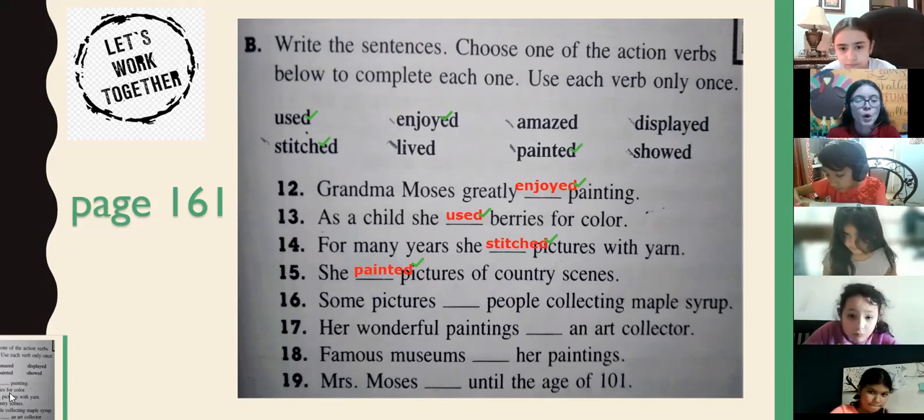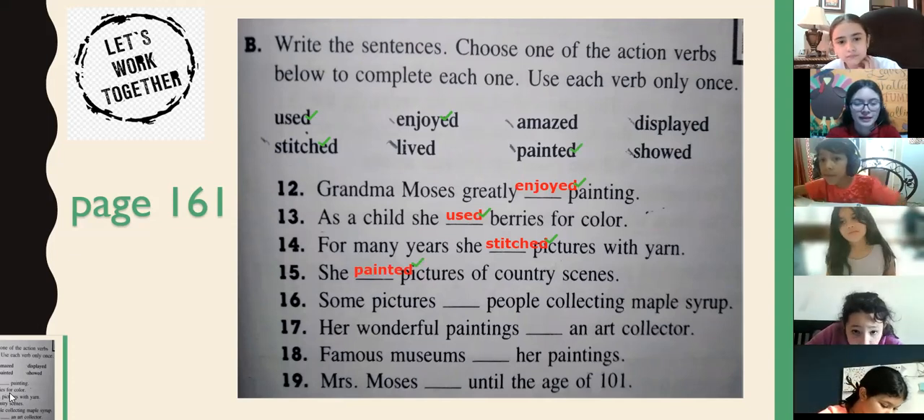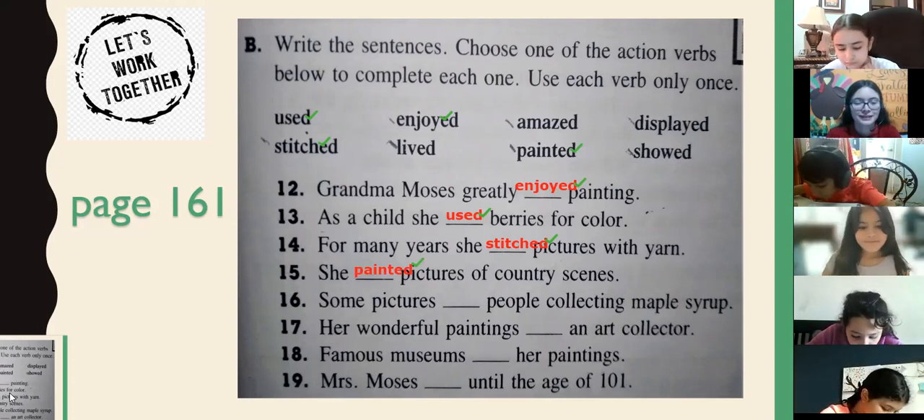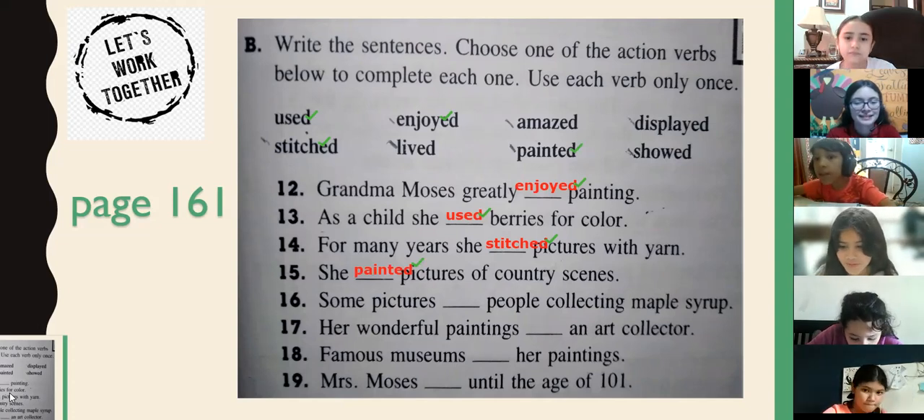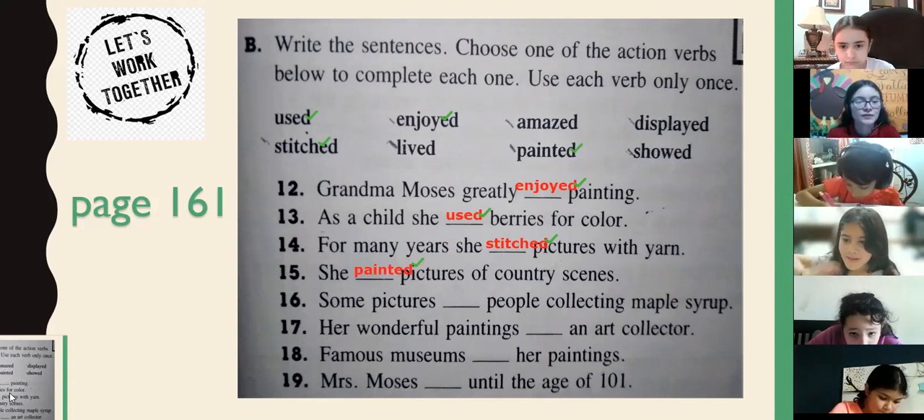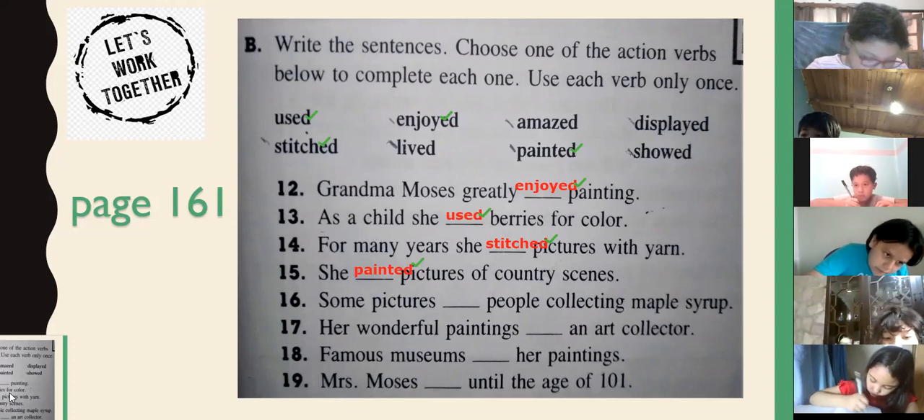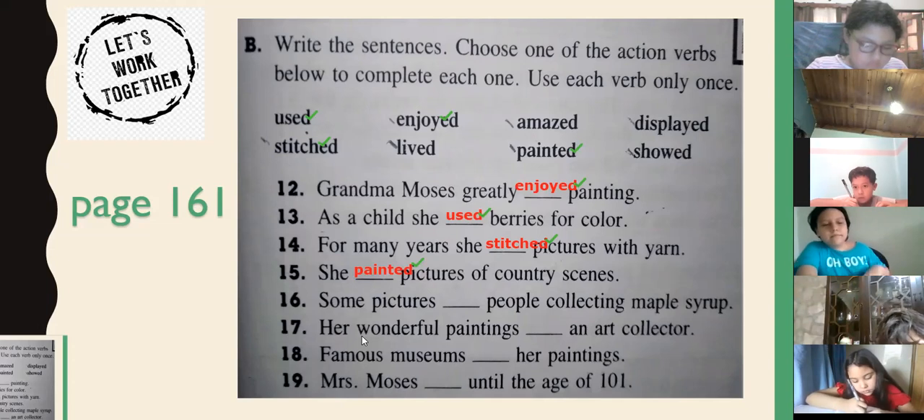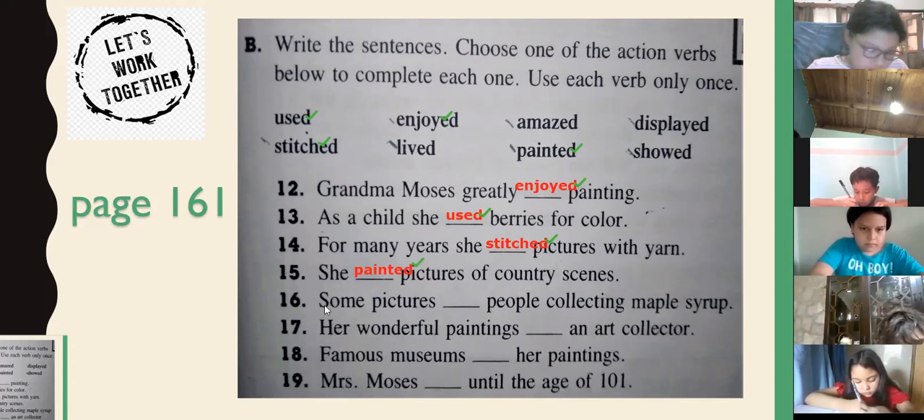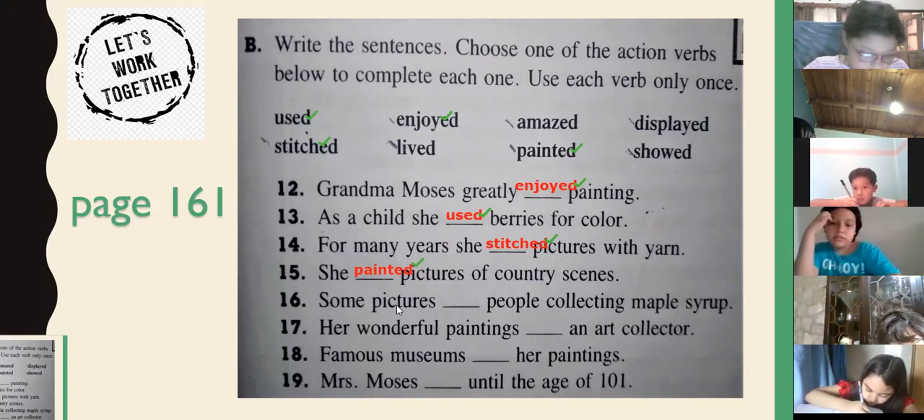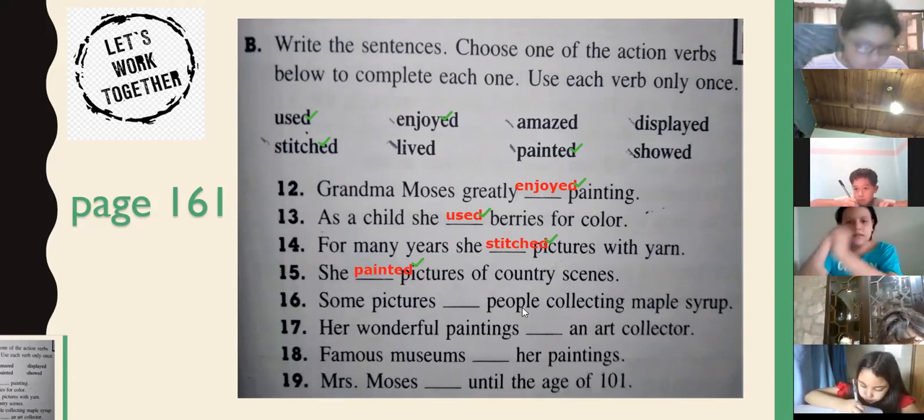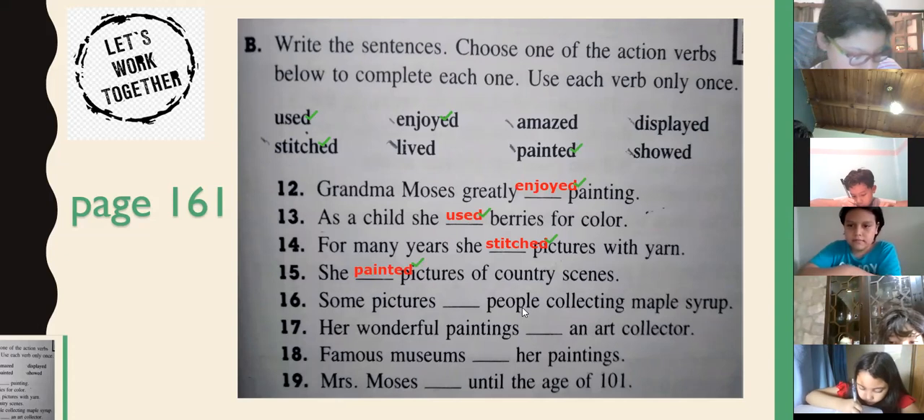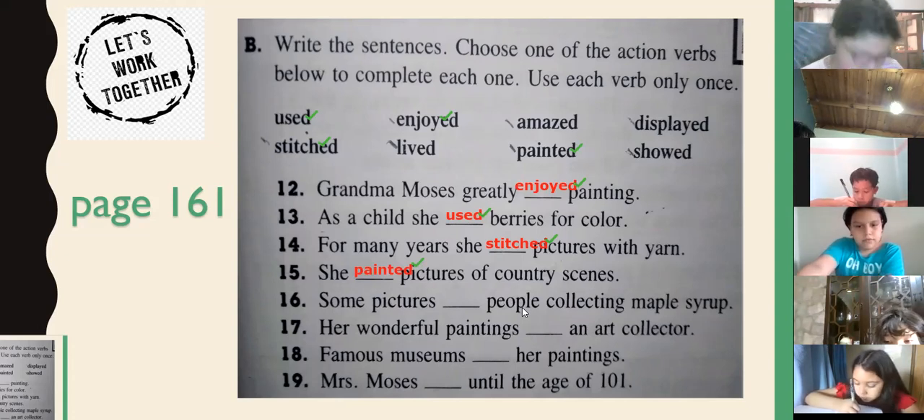Me, Kale. No, Kale, you already participated. Thank you. Okay. Let's give the chance to somebody else. Another volunteer. Can I put Joshua? Joshua wants to. Okay, Joshua, read number 16 and give us the answer. Some pictures show people collecting maple syrup.